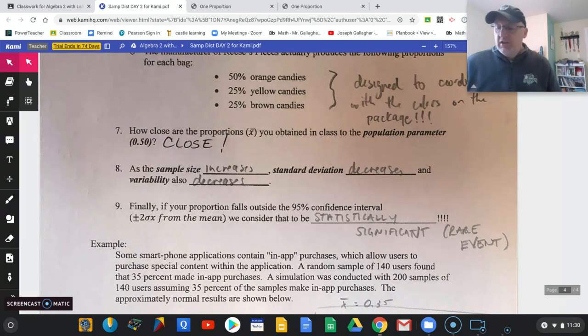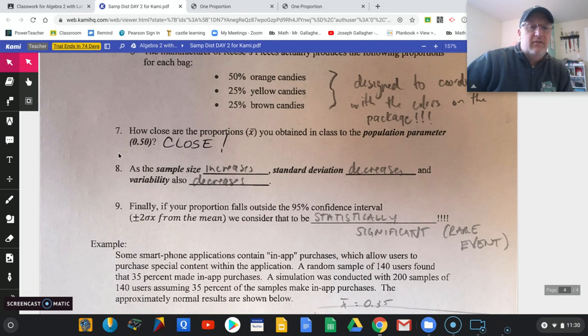Then my standard deviation started at 0.116 or 0.118, I think it was, and went to 0.074. Increased the sample size, went to 0.050. And then with my 1,000, I ended up having a standard deviation of 0.013. So it got really small. This really just kind of reinforces what we said yesterday. As the sample size increases, the standard deviation decreases, and the variability also decreases.